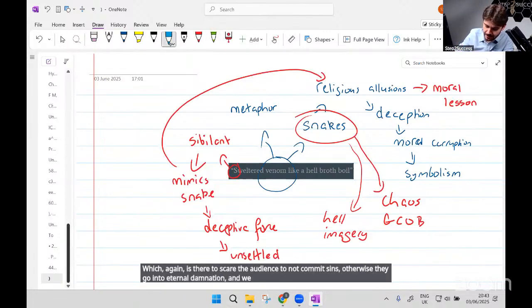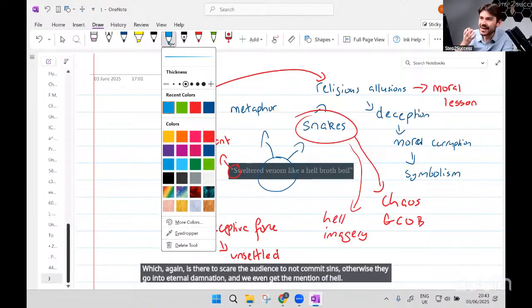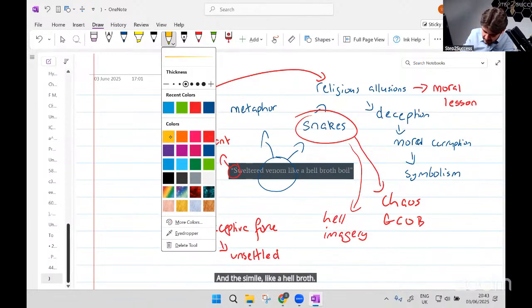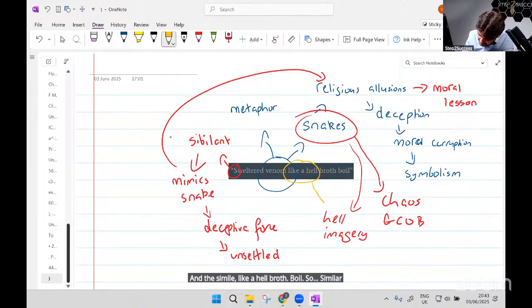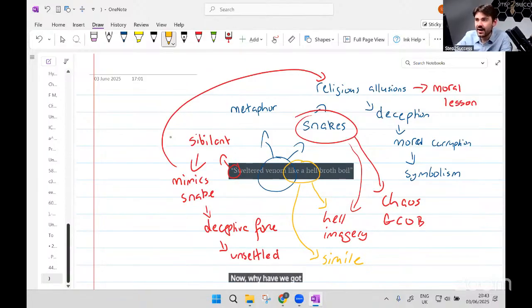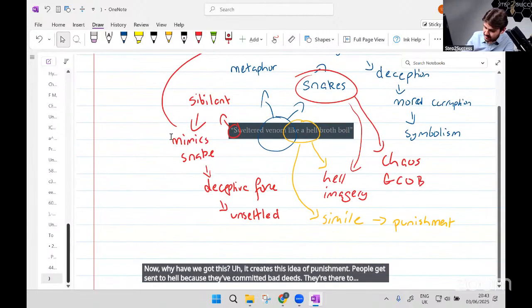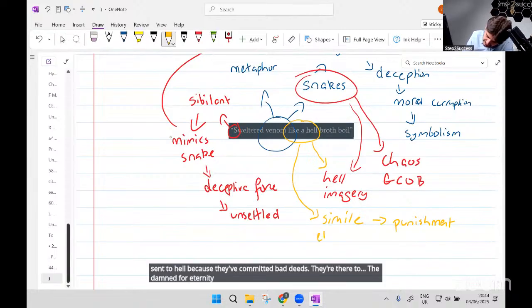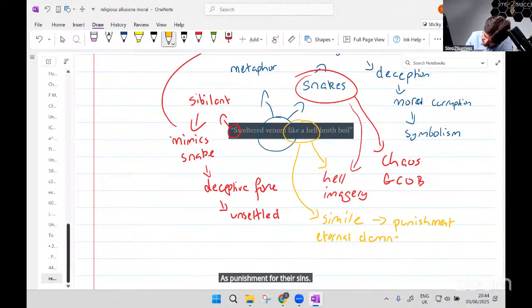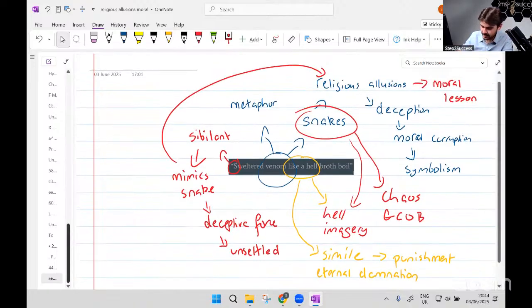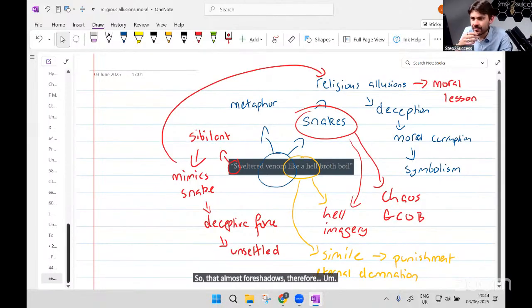And we even get the mention of hell in the simile, like a hell broth boil. So, simile of hell. Now, why have we got this? It creates this idea of punishment. People get sent to hell because they've committed bad deeds. They're there to be damned for eternity. So, eternal damnation as punishment for their sins. So, that almost foreshadows, therefore, Macbeth's downfall.